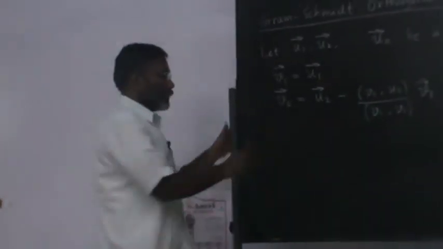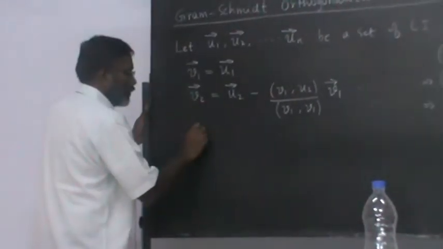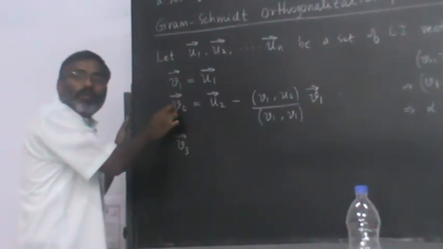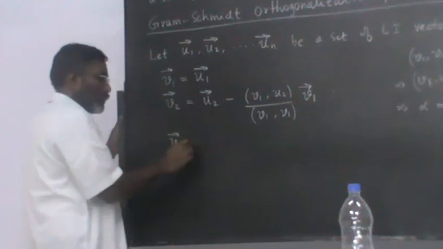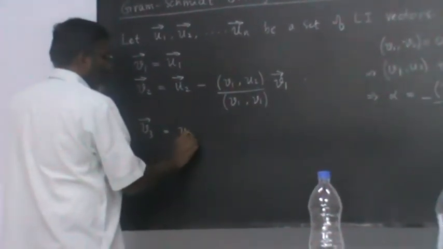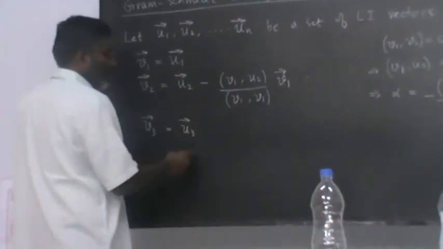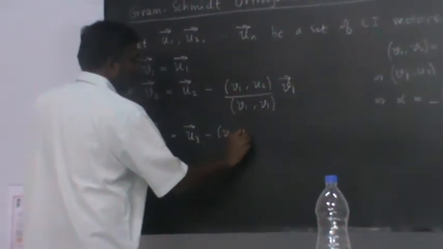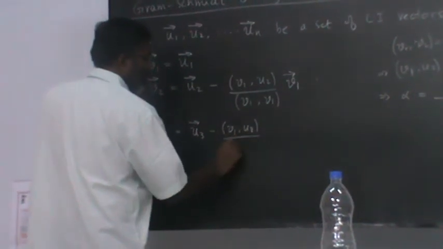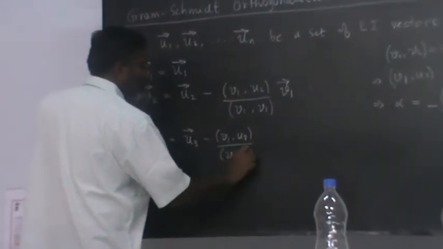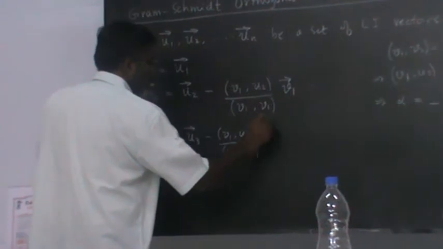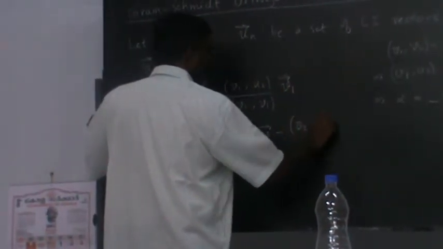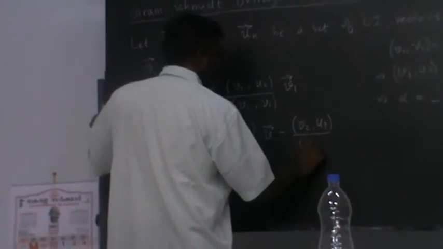Now v3, I have to choose it so that it does not have any overlap with this as well as with this. So it is along the same lines. I will argue that you take the overlap with v1, divide by v1 comma v1, times v1, and take the overlap with v2, divide by v2 comma v2, times v2, and subtract them from u3.